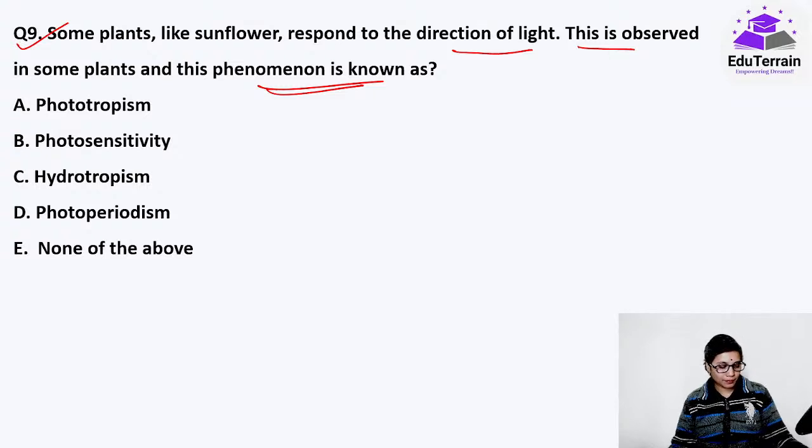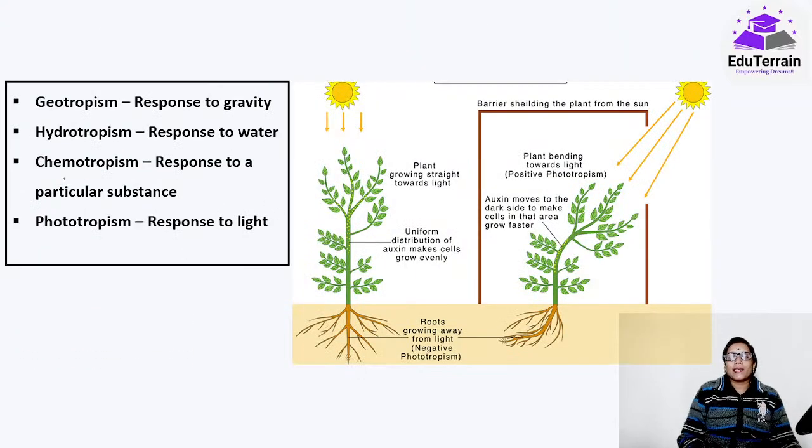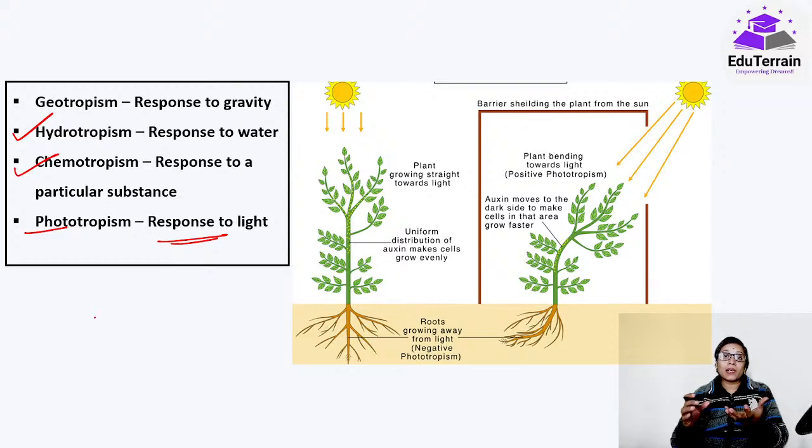Anyone? It's called phototropism, response to light. If it is a response to a chemical, then we can say it is chemotropism. Sometimes we say allelopathy, wherein some chemicals have an adverse impact on the growth of other plants. Some plants release those chemicals, and the response to that particular substance is chemotropism.